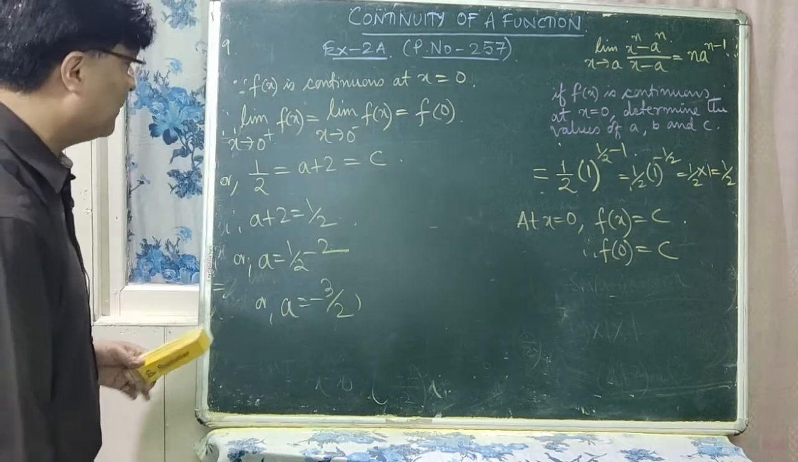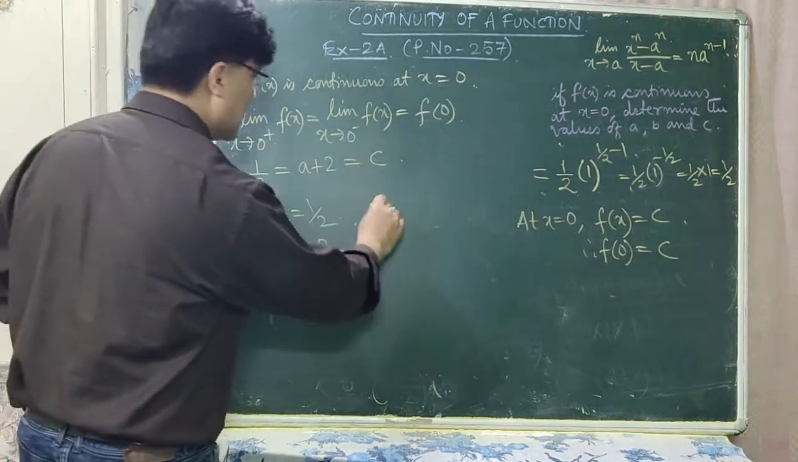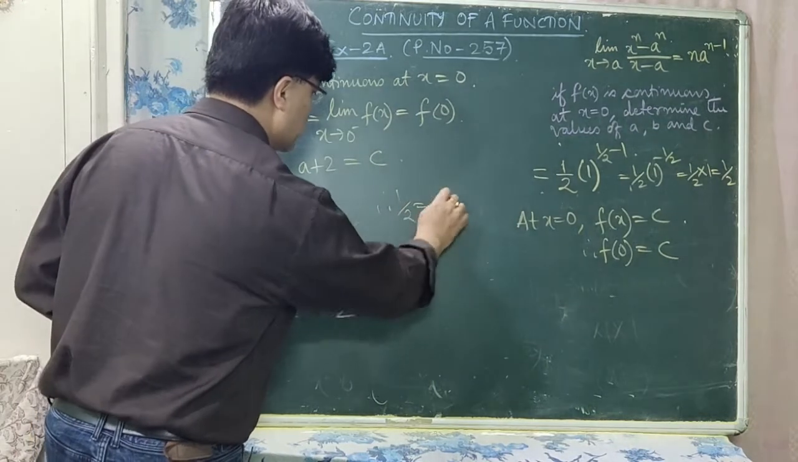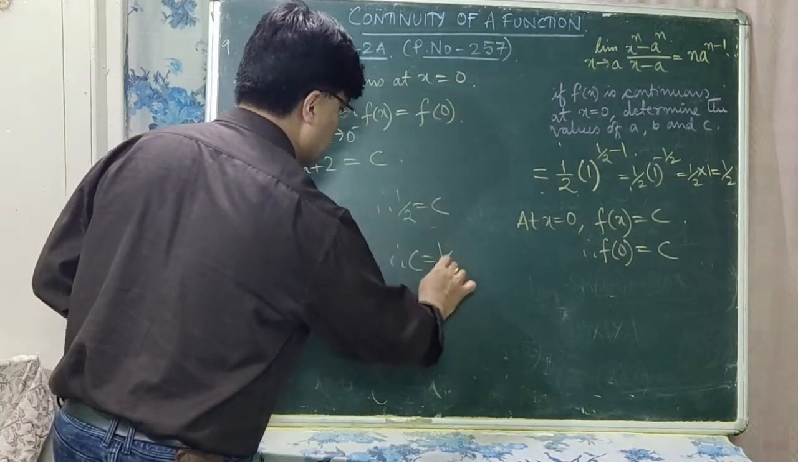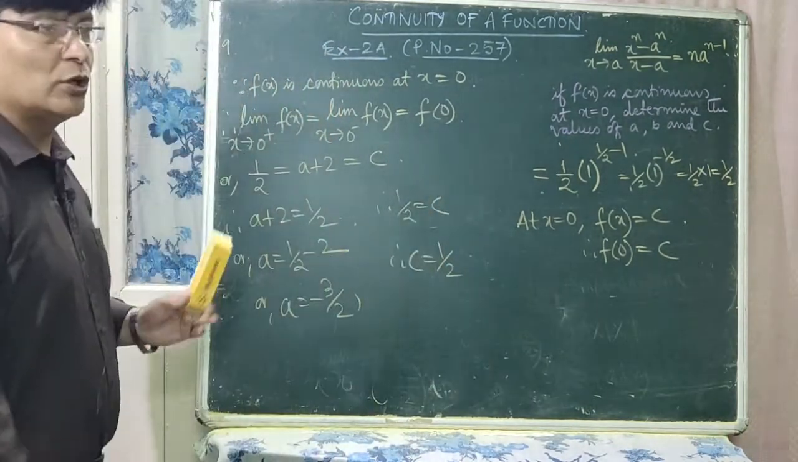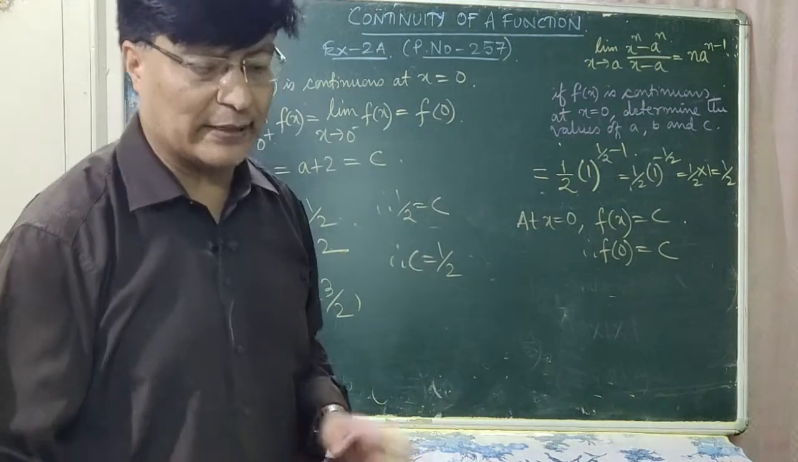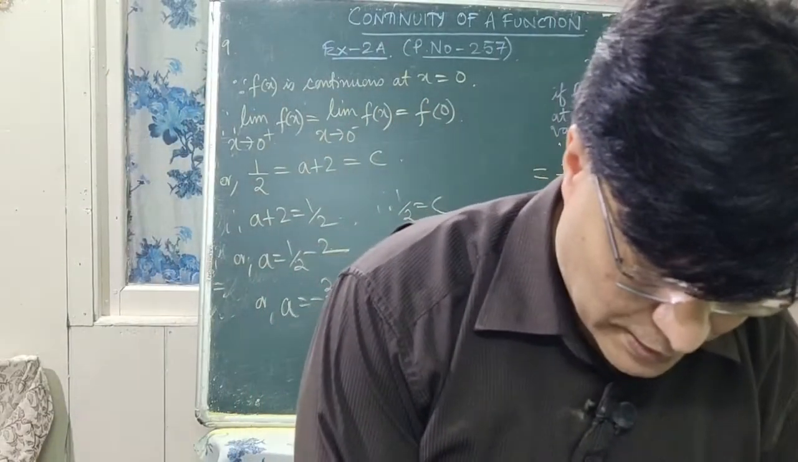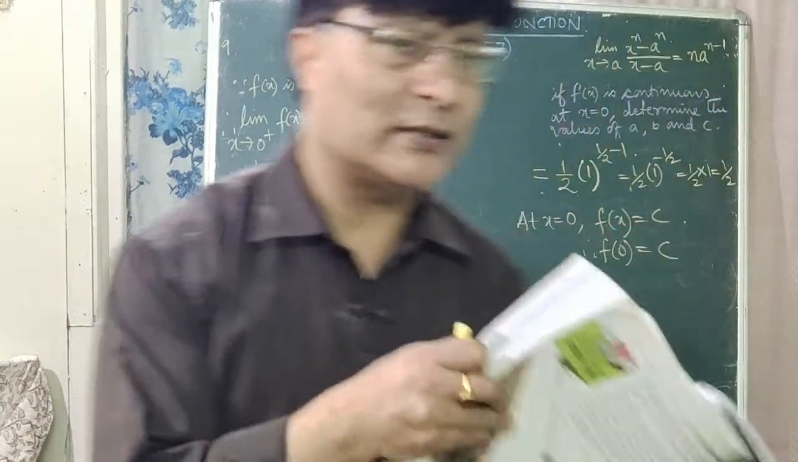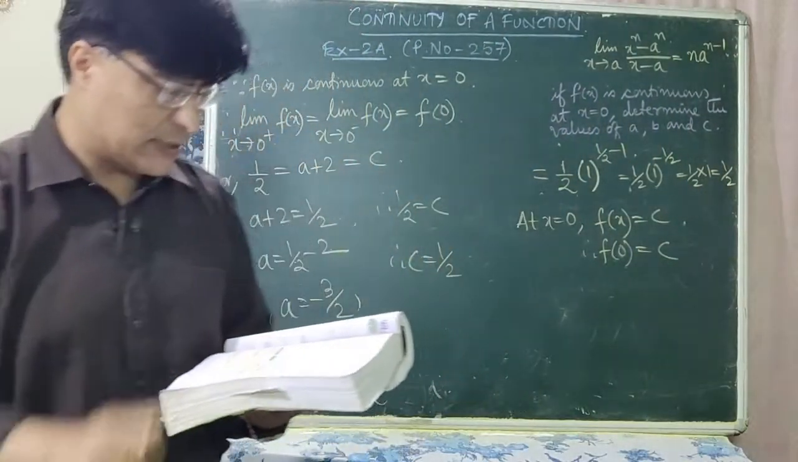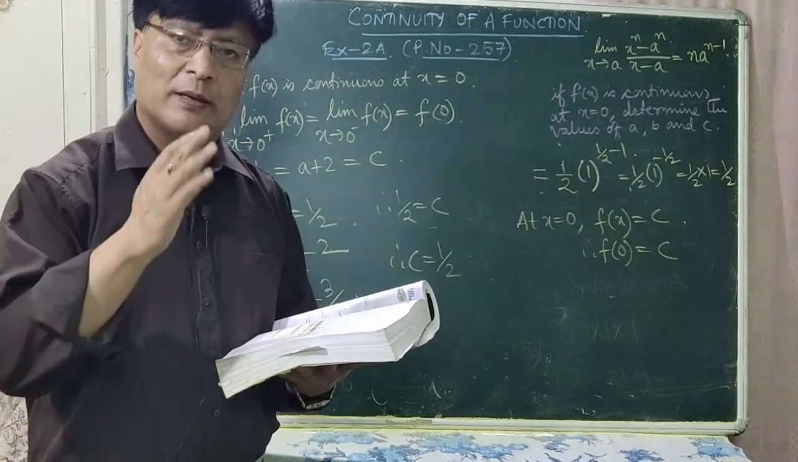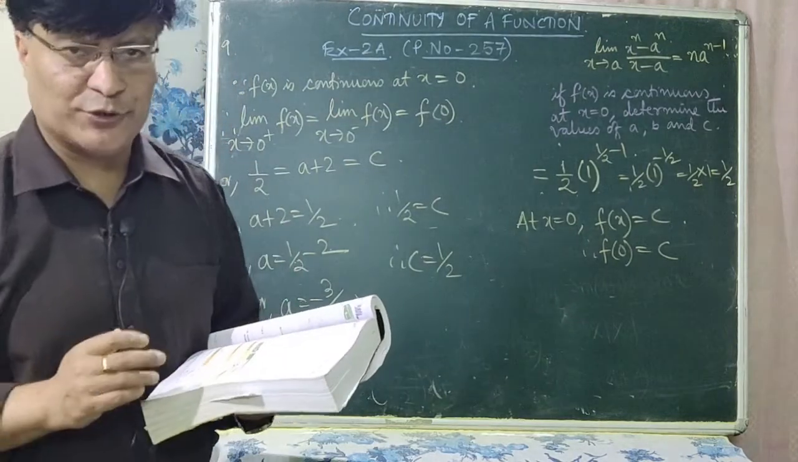We got the value for a. Now equating first and last, that is half is equal to c, that is c is equal to 1 upon 2. So we have got the values of a and c. But what will be the value for b? Here we did not get the value for b in this case, but you have to write here what the values of b are. B may be any real values.